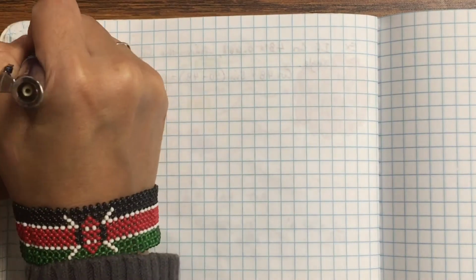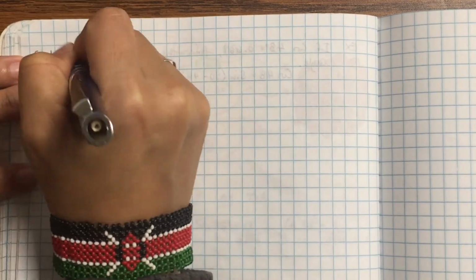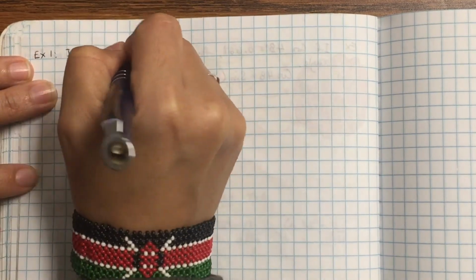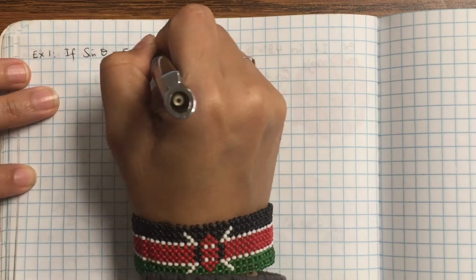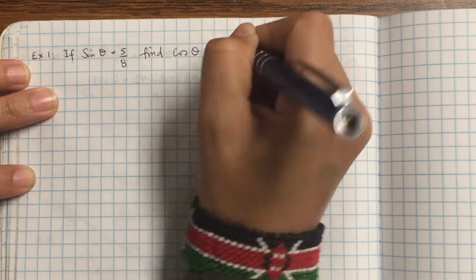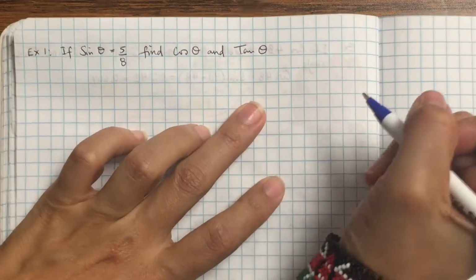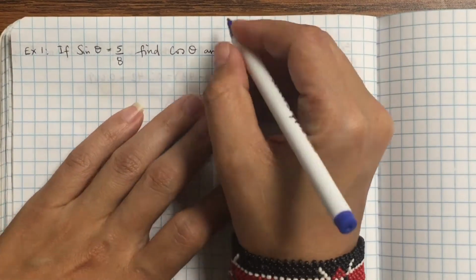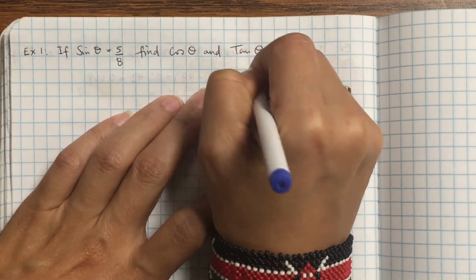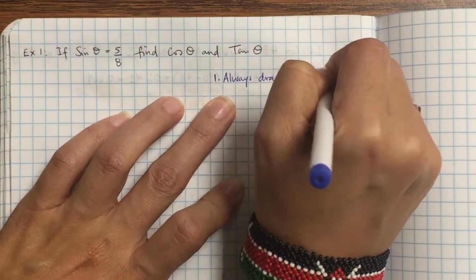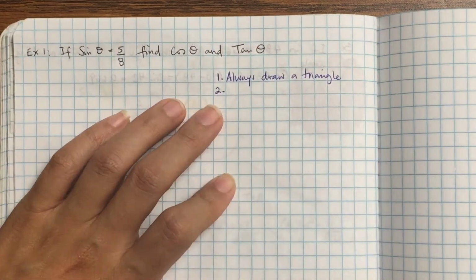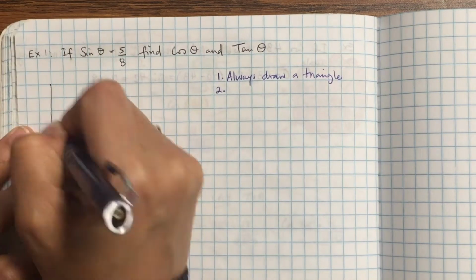If the sine of theta, which is just an angle, is equal to 5/8, find the cosine of theta and tan of theta. So they don't actually tell you the angle. You could use a calculator to find the inverse and find the actual angle and then use the triangle, but I'm going to use both Pythagorean Theorem and trig to do it. Always draw a triangle as your first step. So I'm going to go ahead and draw a triangle.